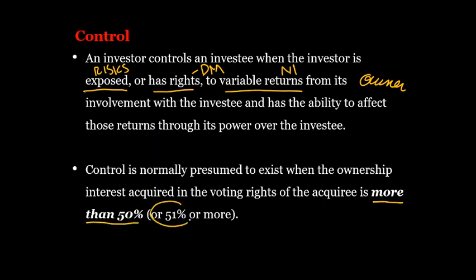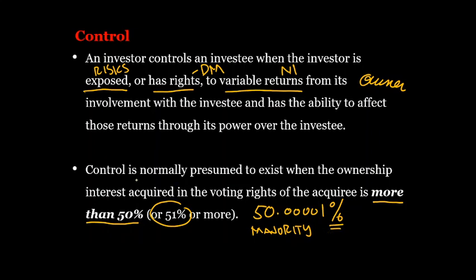Why? Because 50.00001% is not 51%, but it is still more than 50%. And if it's more than 50%, we use the term majority. You now have the majority interest. Even if it's just 50.0000001%, it's still the majority interest. It's possible because we're talking about percentages.